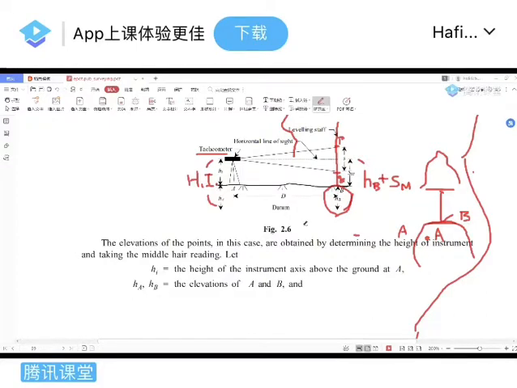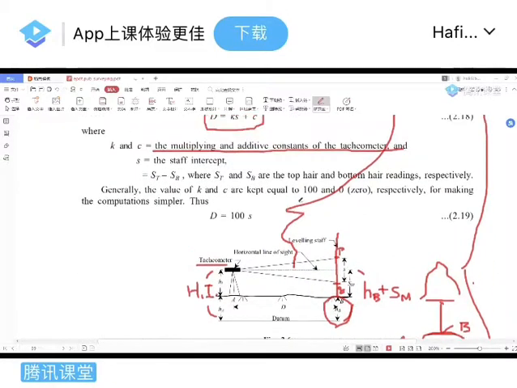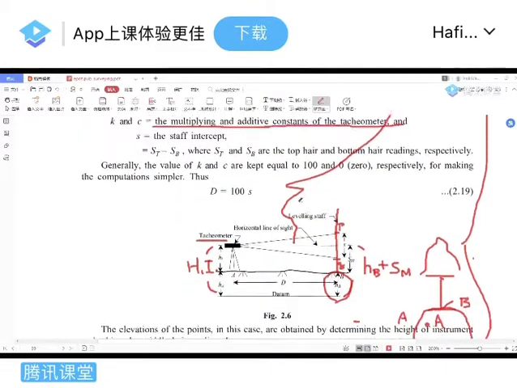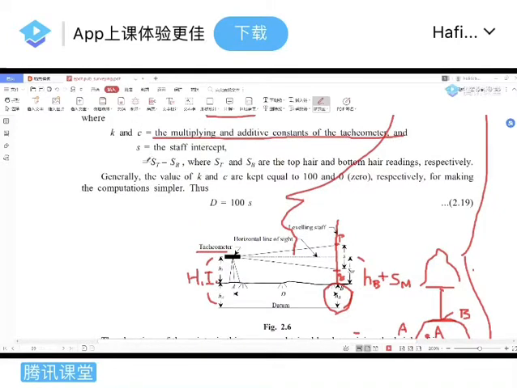You can use this machine, the tachymeter, to measure the length. Based on this, you can also know the height of B. So from this combination you can get at least two pieces of information. It depends on your purpose.